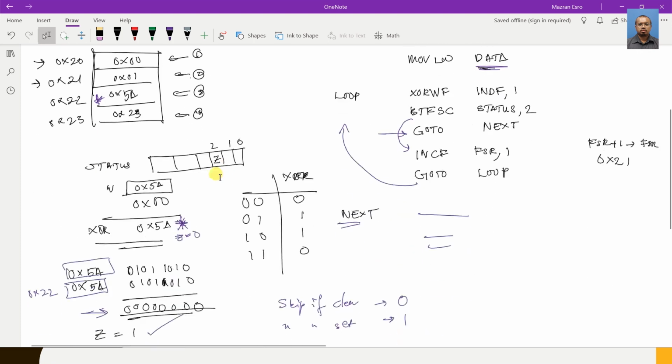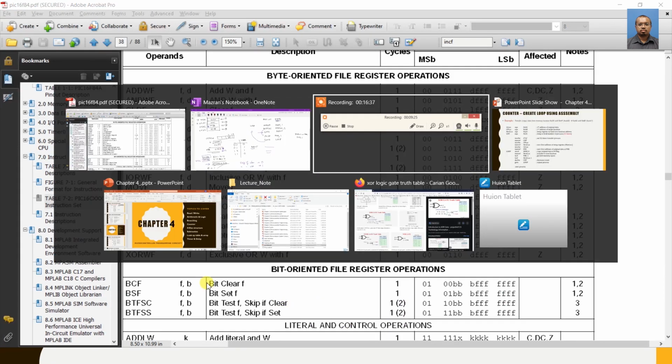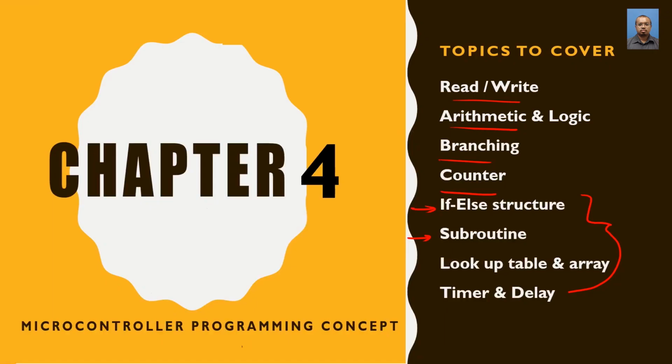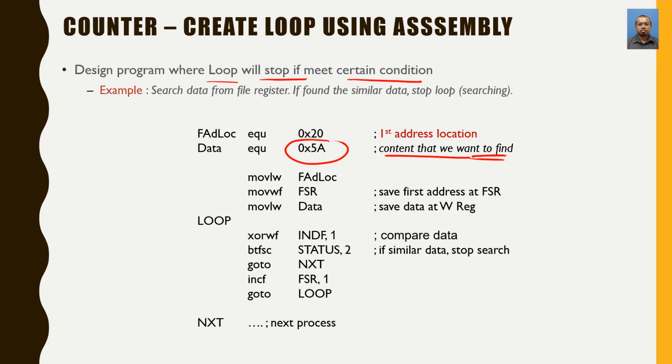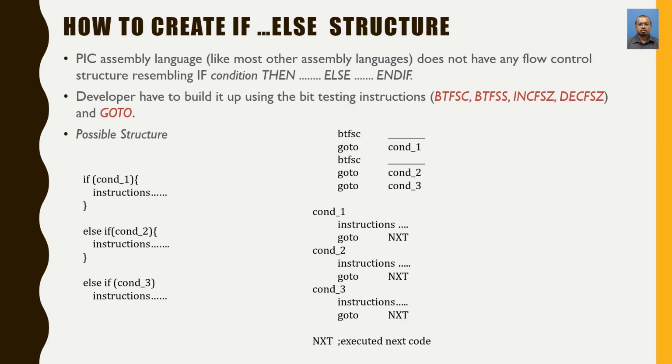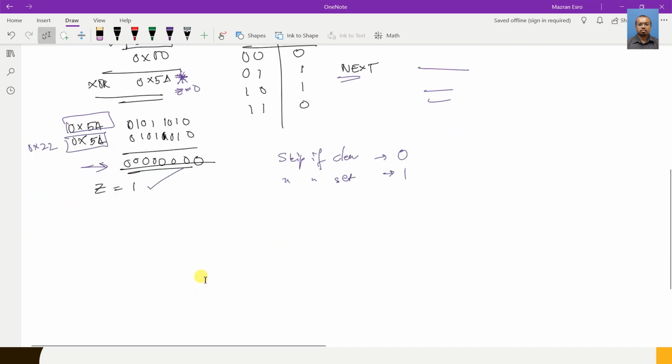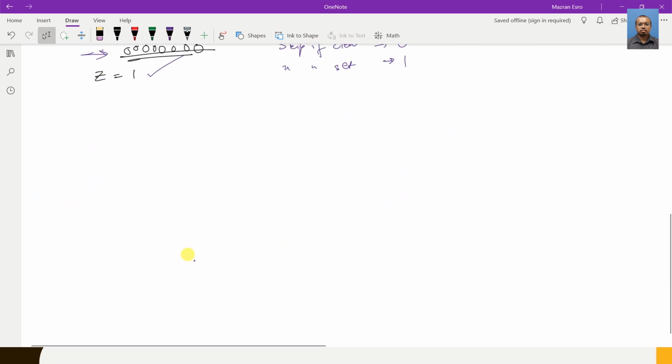So this program is actually comparing the literal data to the data in the registers. All right. Okay, that is the counter just now, right? Next is how to create the if-else structure. Okay, so let me go to the next page, and let's do the if-else structure.